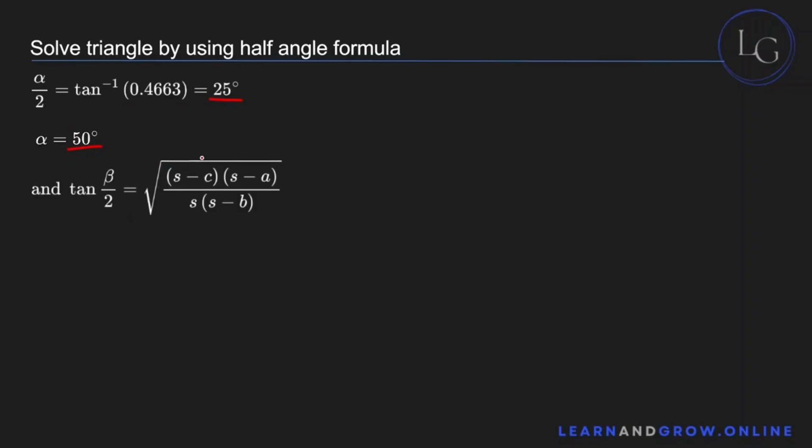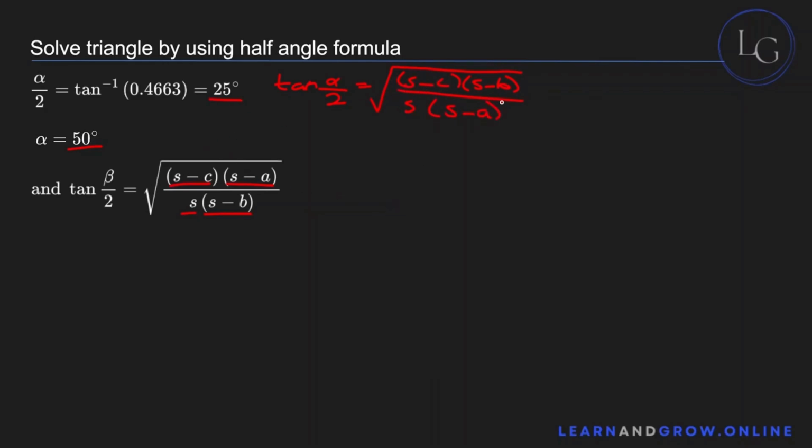Now tangent beta by 2 is equal to the square root of S minus C into S minus A over S into S minus B. Now you can see a pattern between tangent of alpha by 2 and tangent of beta by 2, right? What's that? Well, tangent of alpha by 2 was equal to under root S minus C into S minus B over S into S minus A, right?